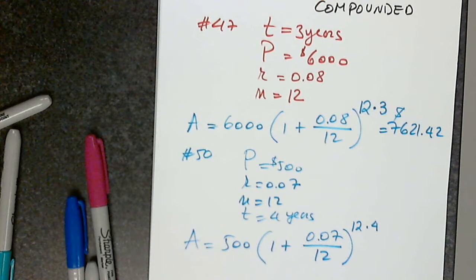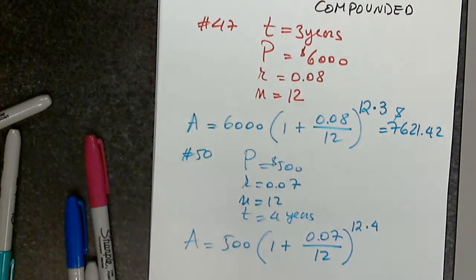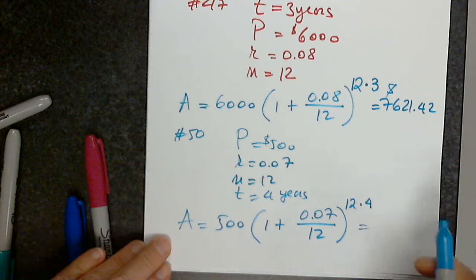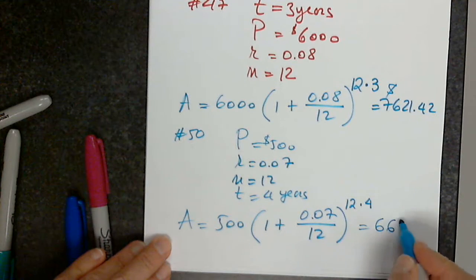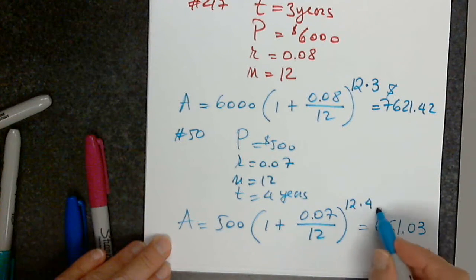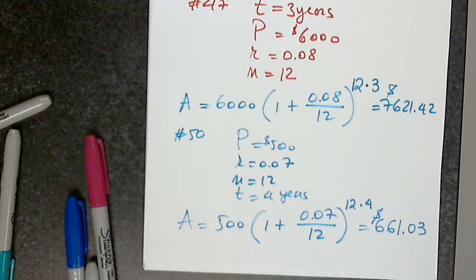So we will make in 4 years at 7% per year. If we deposit $500 today, we will end up having a total of 661.03. Very good. Clear? Okay.